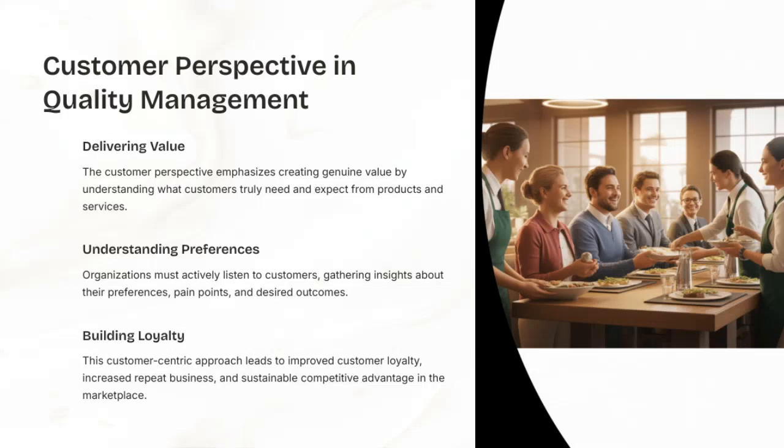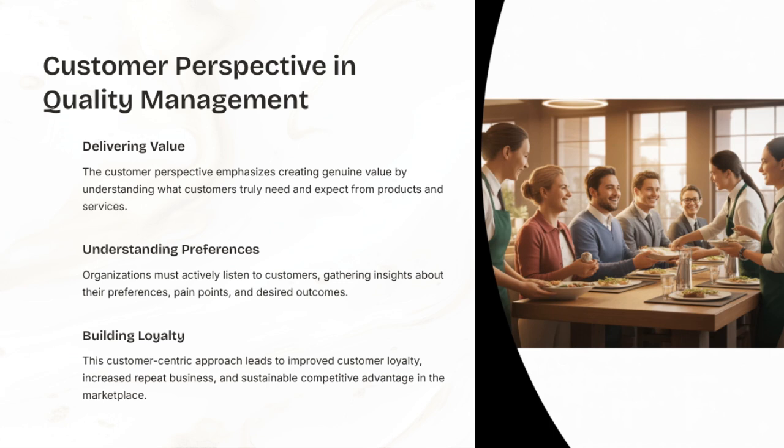This slide highlights how a customer-centric approach can really transform a business. When we focus on the customer first, it naturally leads to stronger loyalty. Loyal customers are more likely to come back repeatedly, which boosts our revenue over time.